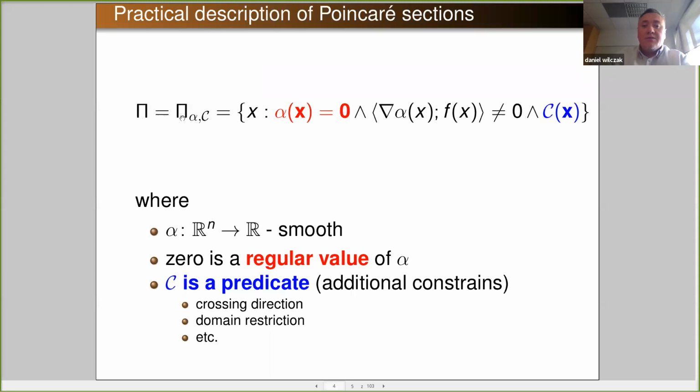So by this notation P_{α,C}, I will understand a Poincaré section given as a pre-image of zero of a smooth function α. Moreover, I assume this transversality condition, and also sometimes it is very convenient to add some additional constraints on the section, like crossing direction. For instance, we want to check the sign of function α from minus to plus or vice versa. We can also restrict the domain of intersection if necessary. So this is a predicate that stands for some additional restrictions.